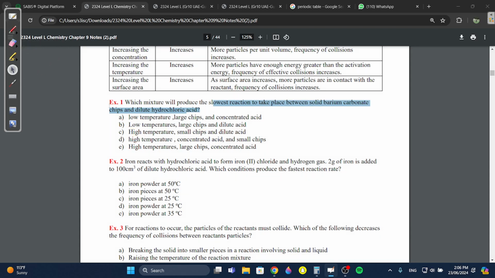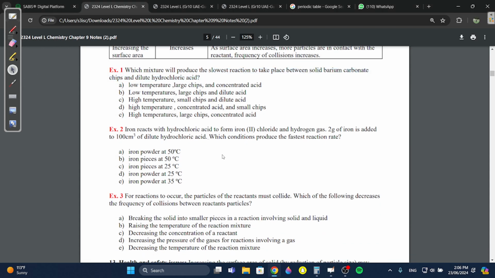Exercise 2. Iron reacts with HCl to form iron chloride and hydrogen gas. 2 grams is added to 100 centimeter cube. Which conditions produce the fastest rate? Iron powder at 50 degrees Celsius, iron pieces at 50 degrees Celsius, iron pieces at 25, iron powder at 25, iron powder at 35. Again, the best one would always be powder because it has the highest surface area. And then, we have powder, but which one has the highest temperature? It's B, 50, right? So it's going to be A.